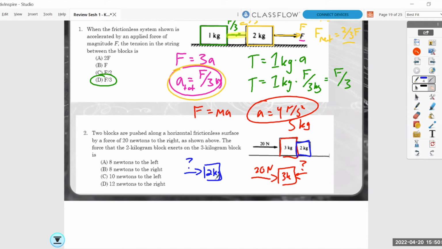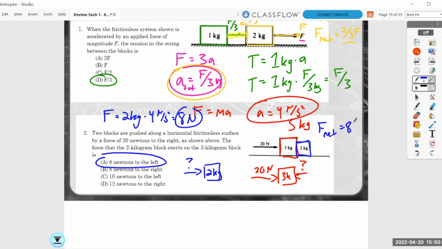So here's my question. If we look at F equals ma here, how much force does it take to get a 2 kilogram object to accelerate at 4 meters per second squared? Well, 2 times 4 is 8 newtons. So the answer here is that the 2 kilogram block exerts on the 3 kilogram block a force of 8 newtons to the left. Here's where we do have to make sure that the 3 kilogram block is being pushed to the left. Notice the blue block ends up with a net force of 8 newtons. 8 divided by 2 is 4.